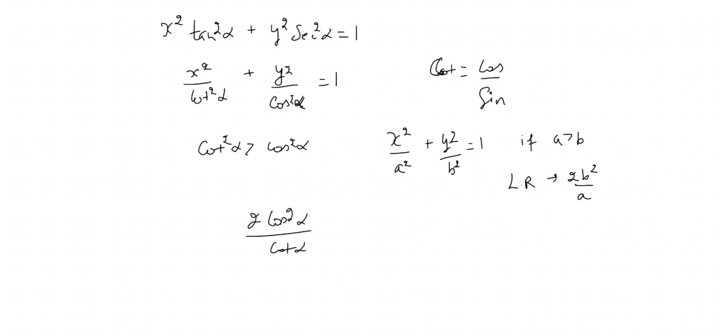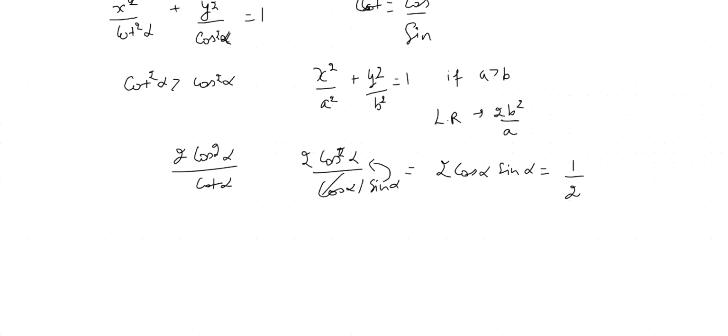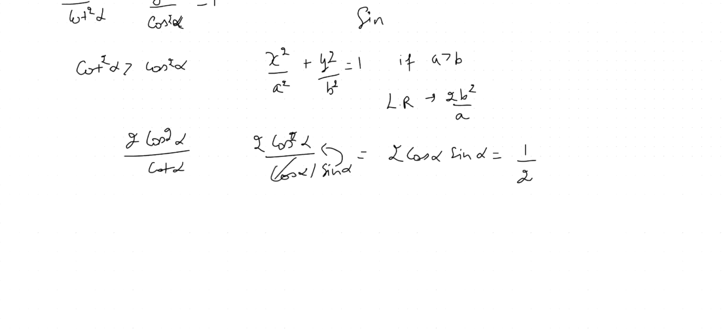Now we know cot is cos by sine, so you have 2 cos square alpha by cos alpha by sine alpha. So cos square, cos gone, this sine will go in the numerator. You have 2 cos alpha sine alpha is equal to 1 by 2, if I'm not wrong. So also we know 2 sine theta cos theta is nothing but sine 2 theta. So this is sine 2 alpha is 1 by 2.